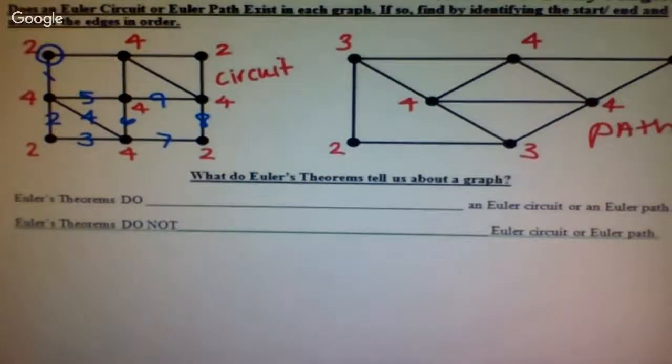Up, that's 10. Down. Diagonal, 11. Up, 12. Left, 13. Left, 14. Down. That's it. That's all you're doing for Fleury's algorithm. First, you have to identify, is it a circuit or a path? And then you need to go ahead and number all of your edges and make sure you make it back to the beginning.